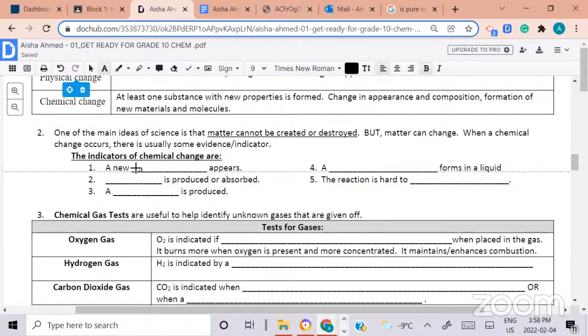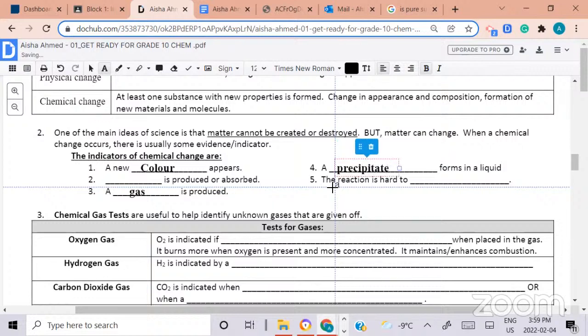So write color. Blank is produced or absorbed. I am thinking indicator of a chemical change. How about bubbles? Okay, skip this one for now. Right, in number 3, a gas is produced. Gas, yeah. The next one is a precipitate forms in a liquid.